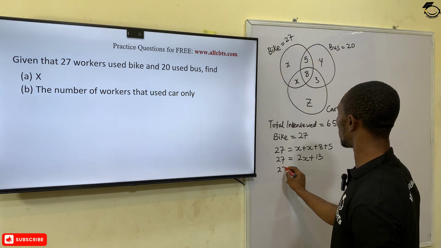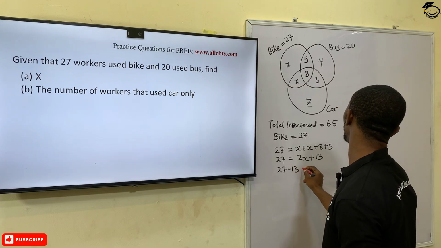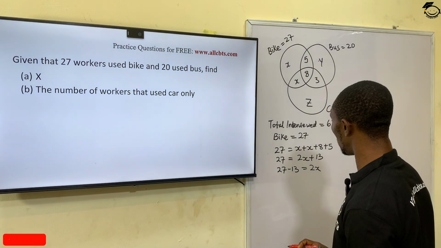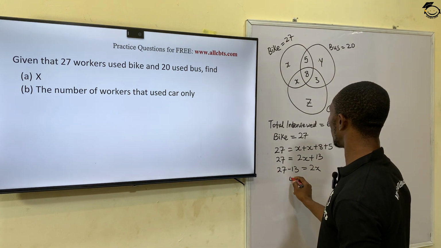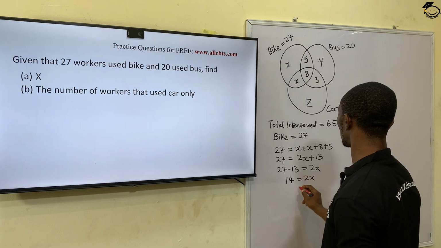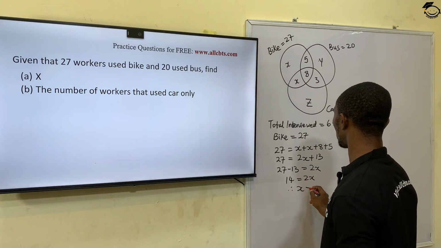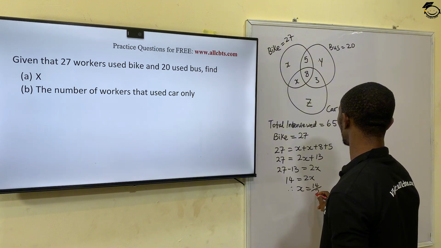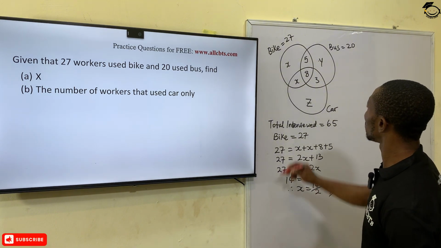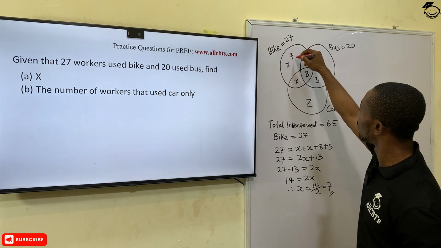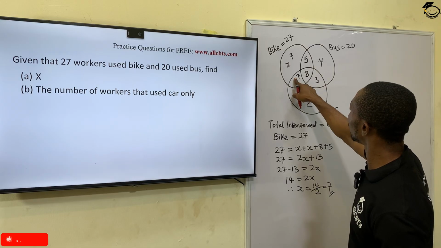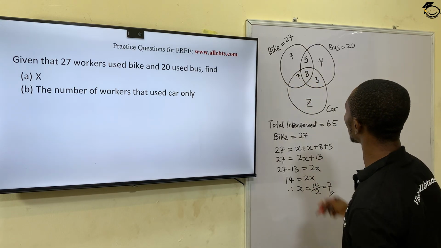This gives us 27 minus 13 equals 2x. So 27 minus 13 would give us 14. So 14 equals 2x. Therefore, our x equals 14 over 2, which is 7. So that means our x equals 7, and this equals 7, since they are both the same number, x.